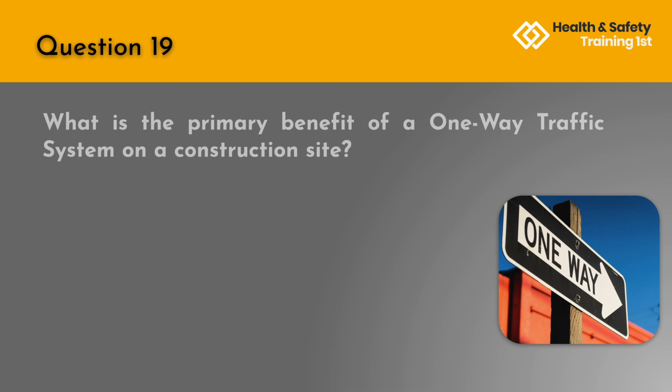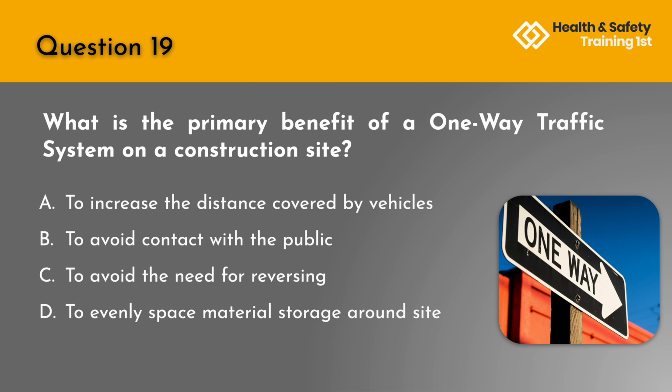Question 19. What is the primary benefit of a one-way traffic system on a construction site? A. To increase the distance covered by vehicles. B. To avoid contact with the public. C. To avoid the need for reversing. Or D. To evenly space material storage around site.